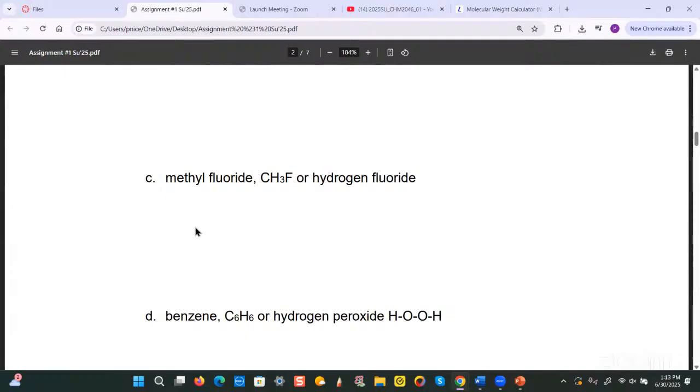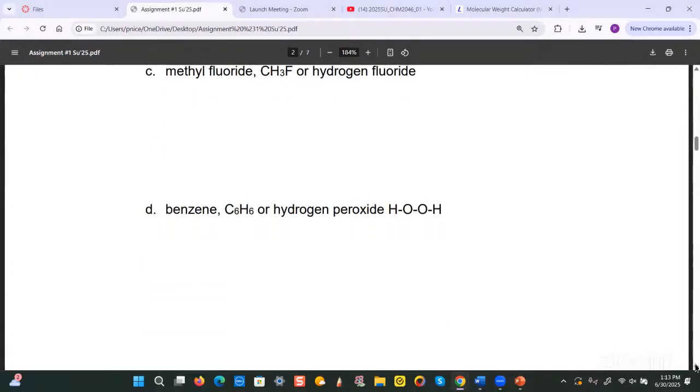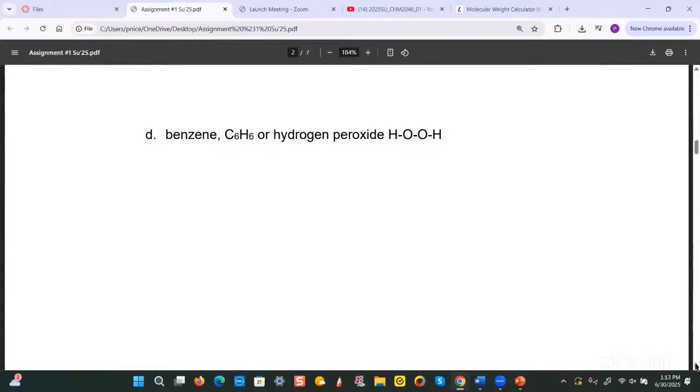And then the final one, actually, I don't think that's the final one. Second to final one. Methyl fluoride or hydrogen fluoride. Which of these two would you expect to be soluble in H2O? Hydrogen fluoride is indeed correct because hydrogen fluoride is polar. Methyl fluoride is polar, but not as polar as hydrogen fluoride. And then we get to the last one, D, benzene or hydrogen peroxide. Which one of these two would you expect to be more soluble in water?